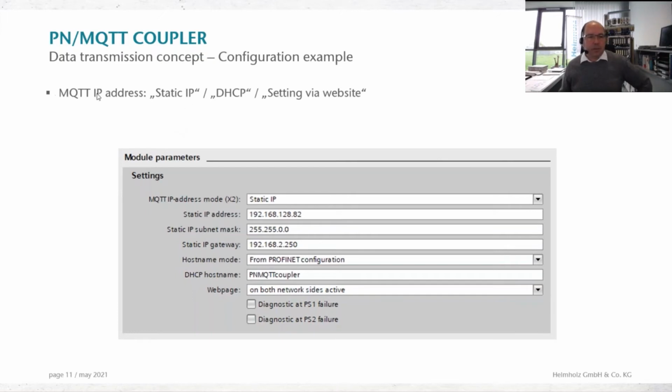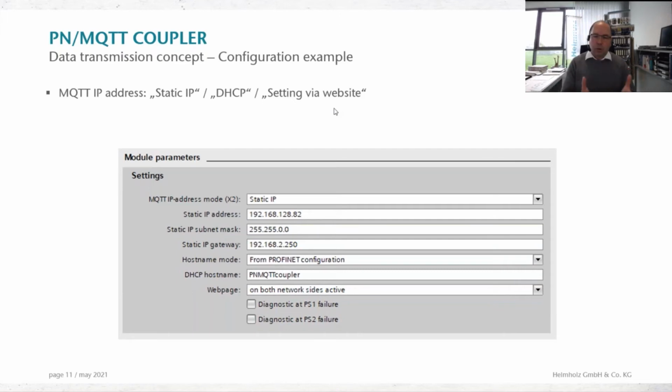You can, for example, set the MQTT IP address to static, then you put in all the needed information here, or you can set it to DHCP, so the MQTT side gets the IP address, router, and gateway settings from the factory network, which is a typical case. But it's also possible to say, okay, I don't know the correct IP address. This should be done later on the web page of the device.